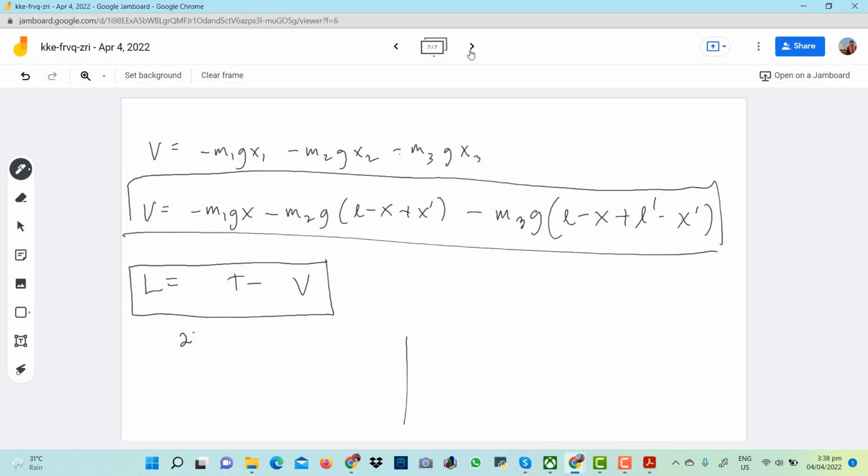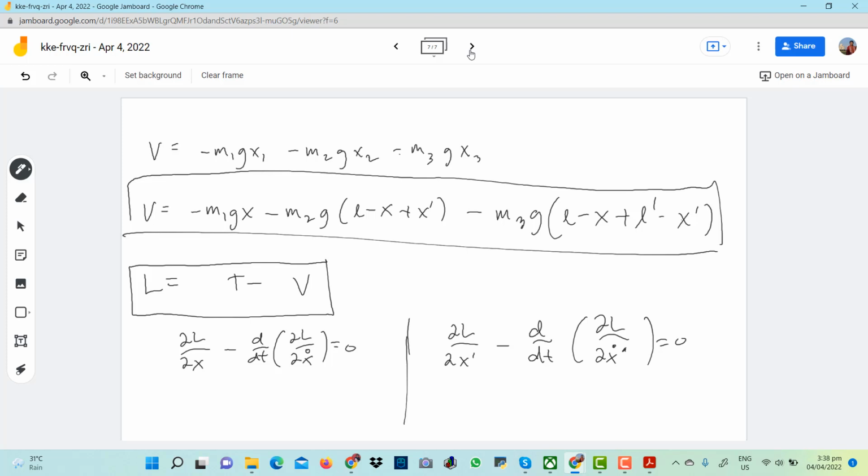I have two Lagrange equations. The partial of L with respect to x minus d/dt of the partial of L with respect to x dot equals 0. And for the second one, the partial with respect to x prime minus d/dt of the partial with respect to x dot prime equals 0. So I have two equations.